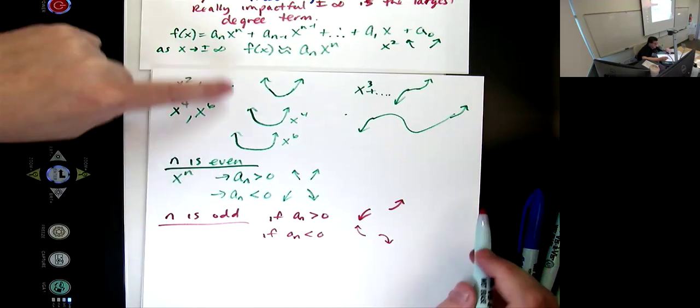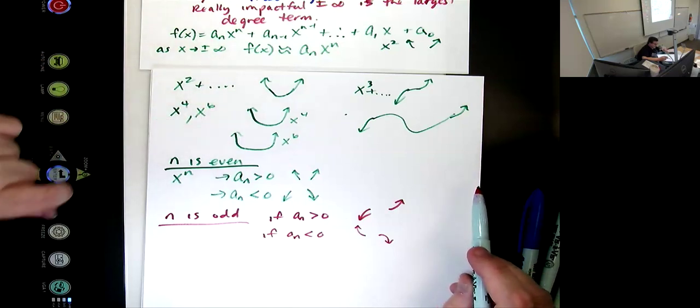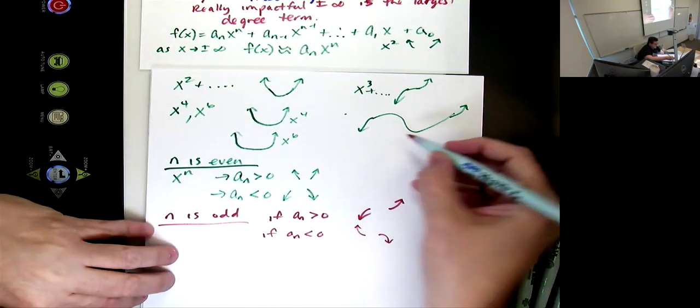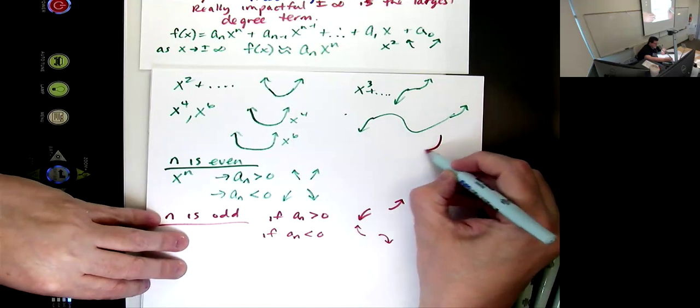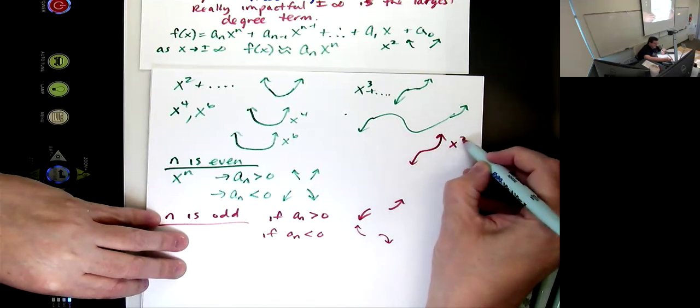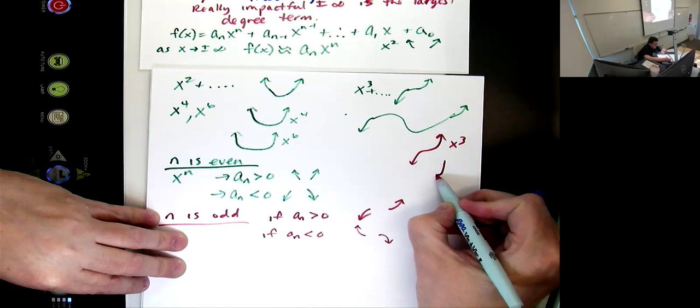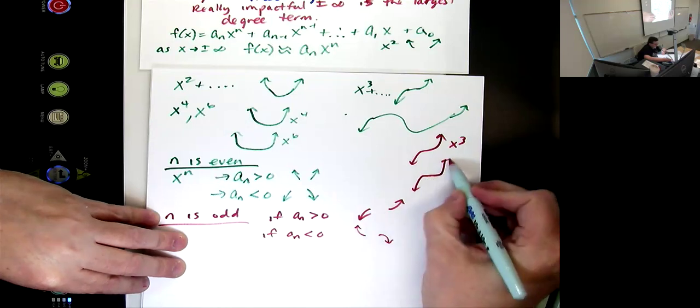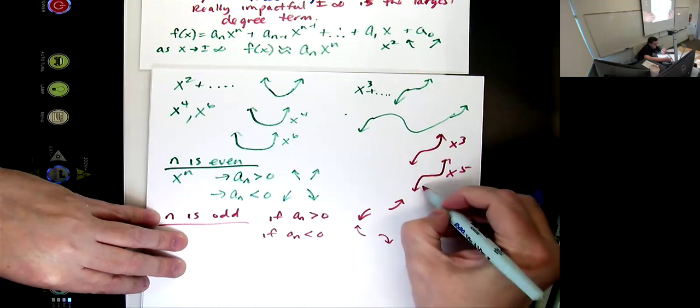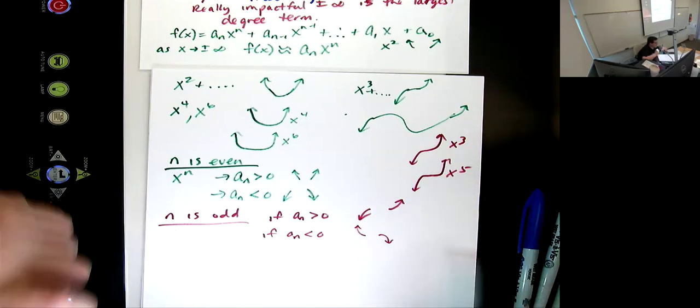Yeah, the larger the degree, the sharper. Like x cubed does this. X to the 5th gets a little flatter in the region between -1 and 1. We'll play with it on Desmos.